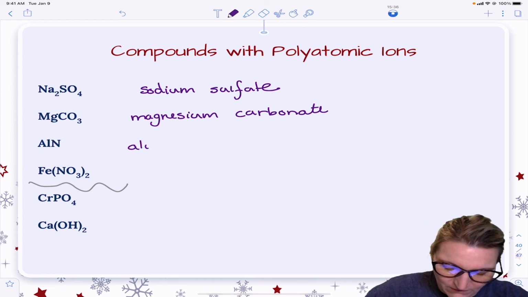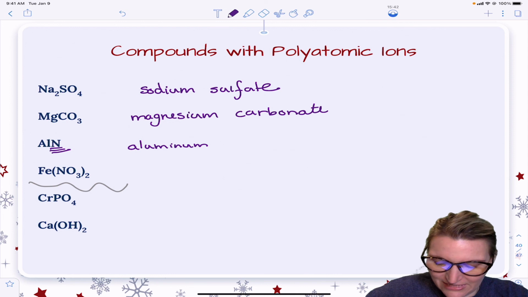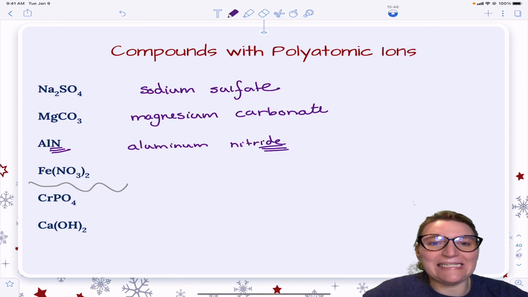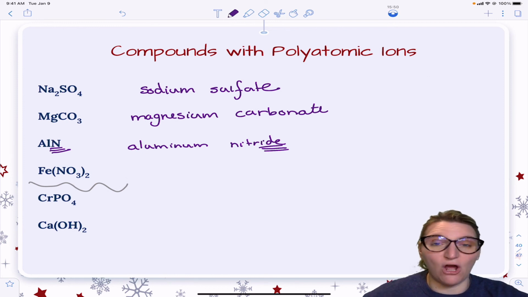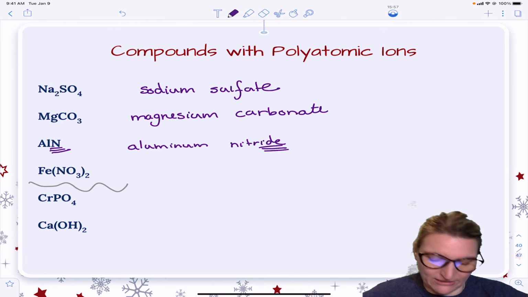Al is aluminum, and this is plain N. That's nitride. So IDE is the ending if it's just the element, no oxygen. When it is the element with oxygen, that's nitrate or nitrite.